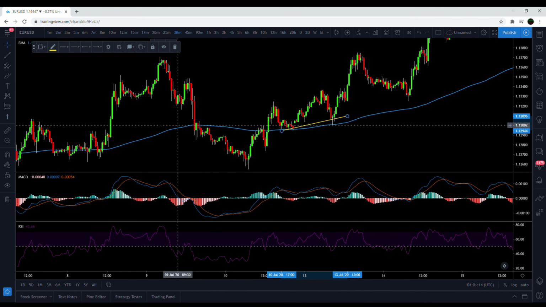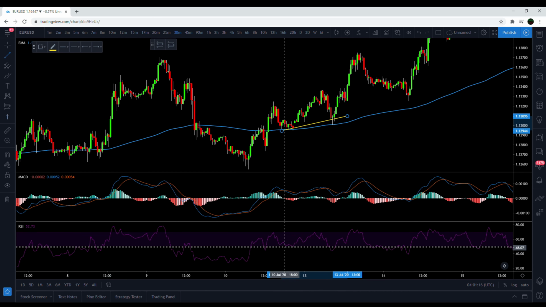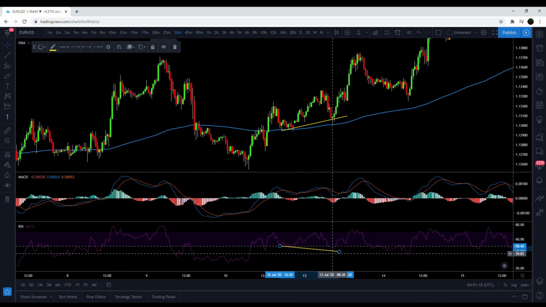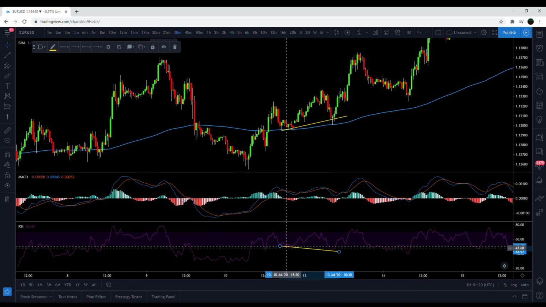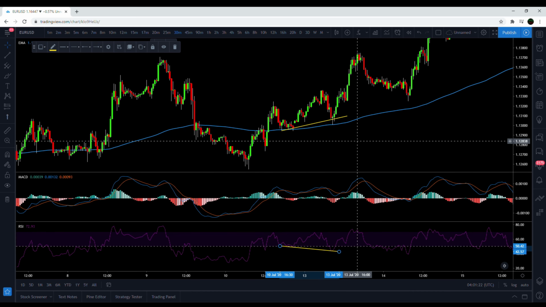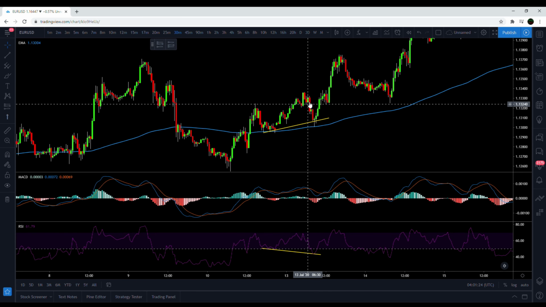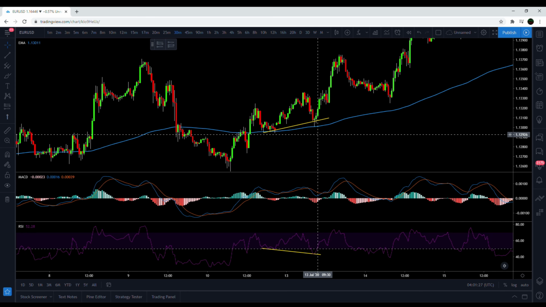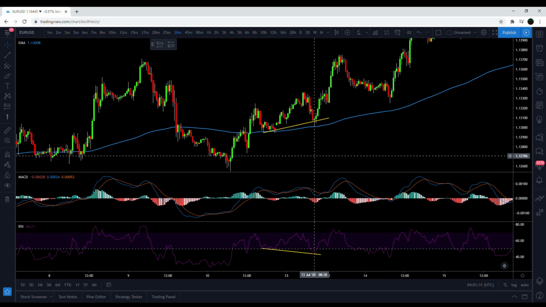Higher low on price, but as that's occurring, RSI is lower than it was on this low. And in real time, you won't know that this is going to just go back up or if it's going to continue down. So that's why you need to be very patient and wait for your entry signal. So let's talk about the entry signal once you have identified a valid bullish or bearish divergence.